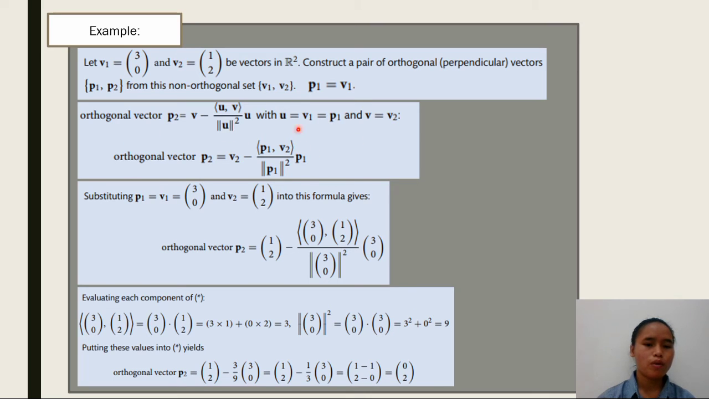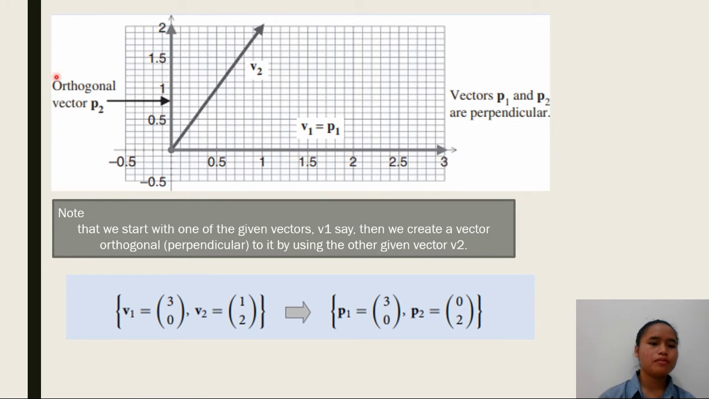For the formula, we have to know V1 and V2, which are (3, 0) and (1, 2). This is the formula. So we substitute into the formula and we get the result. So this is the result. This is an application in the Cartesian coordinates.